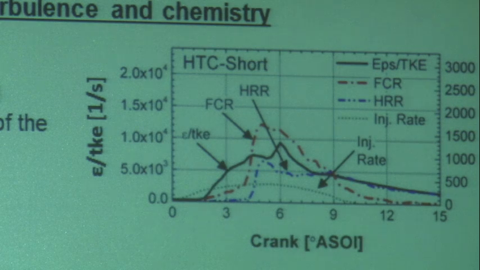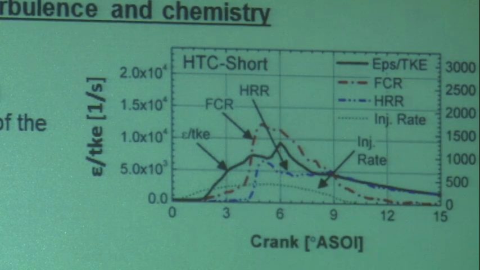Shown here is the turbulence timescale, or the inverse turbulence timescale, epsilon over k, all right? Also in units of 1 over time. And you can see that during the injection, we create a lot of turbulence because of the injection process, right?